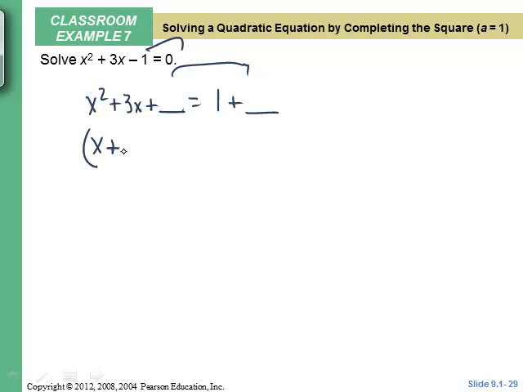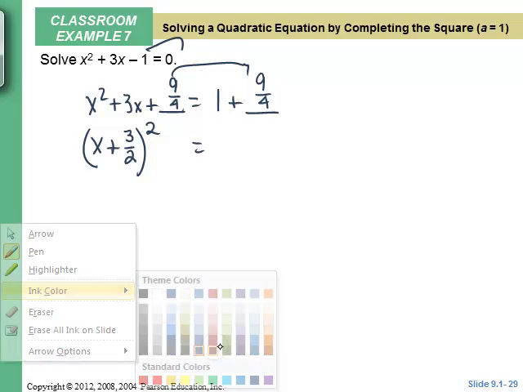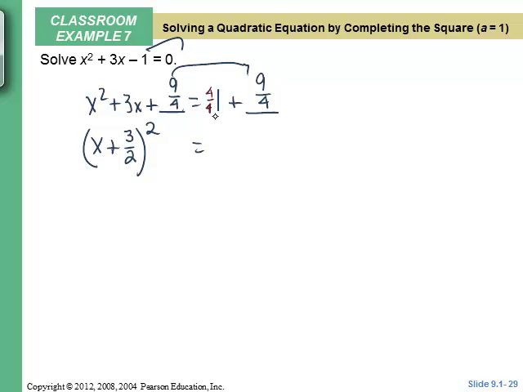X plus half of 3x. I'm going to write it this way. 3 halves squared. Okay? Now, when I write it that way, square 3 halves is 9/4. I'm going to put 9/4 over here, which means I have to change this 1 to 4/4. 4/4 plus 9/4 is 13/4.